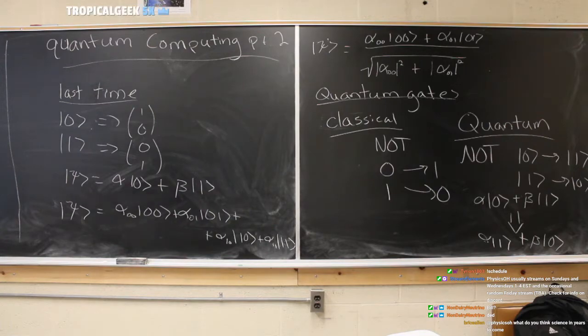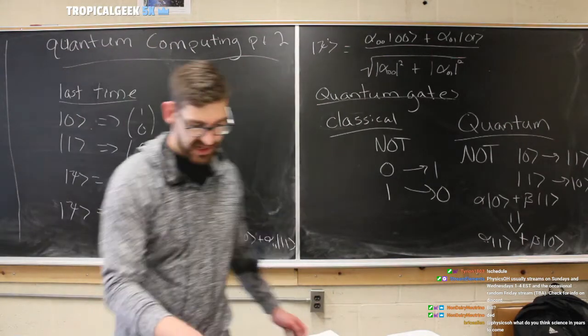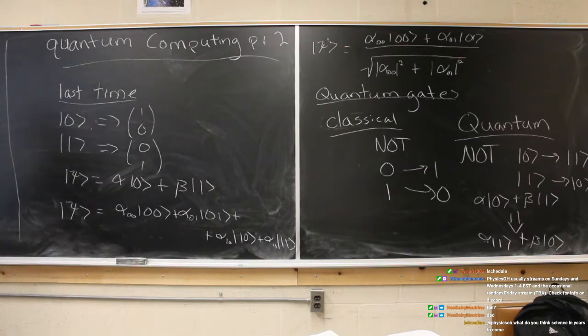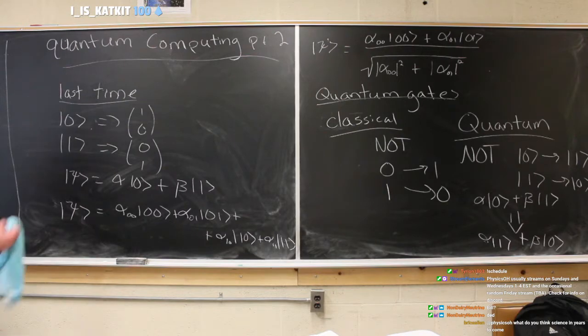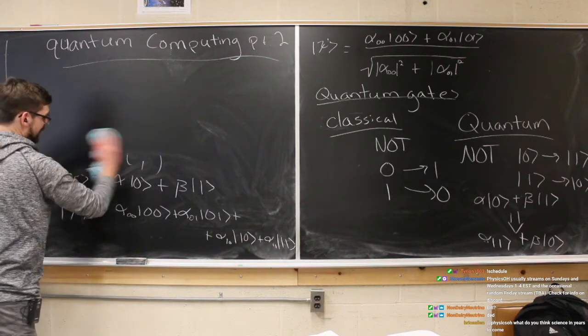Now, there's some more formalism to this. We can actually look and see what this looks like as a matrix. As I said before, these are vectors, so we should be able to think about gates as operators.